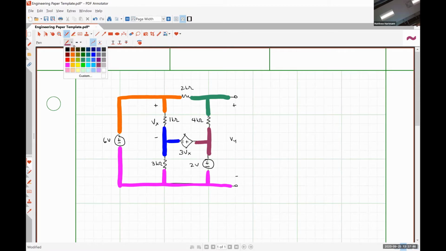What is the next step that we should take? Define our reference node. All right, so which node do you guys want to use as our reference? Bottom. All right, seems fair. So that will be our reference.